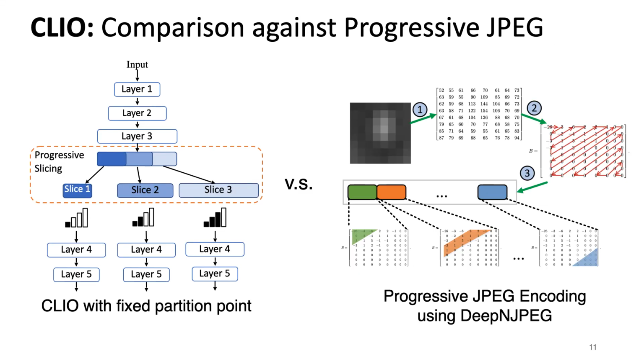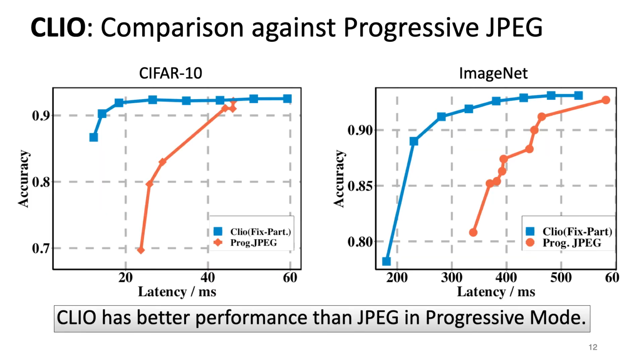We compare our method, which progressively transmits slices, against progressive JPEG, which progressively transmits the raw data. For the same latency, we find that our method can achieve better accuracy compared with progressive JPEG. Also, when network dynamics occur, our method can degrade more gracefully than progressive JPEG.